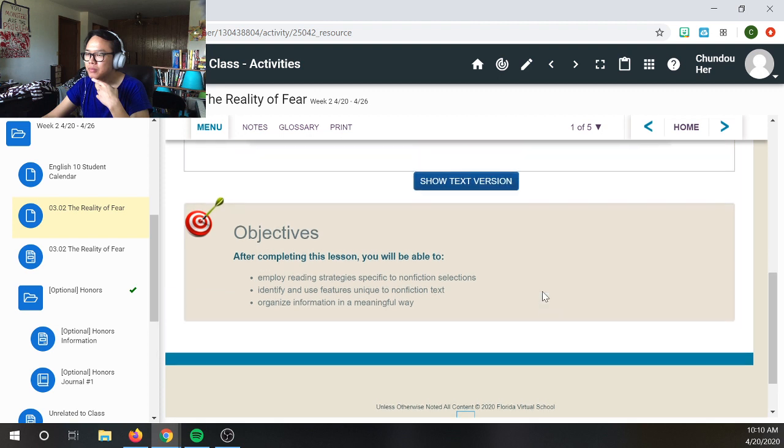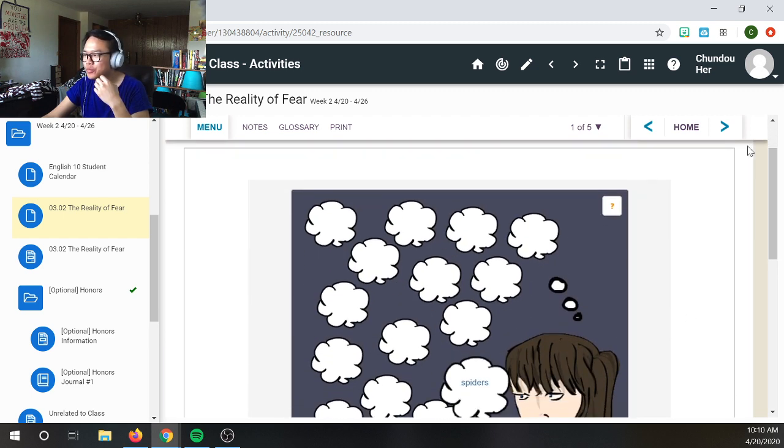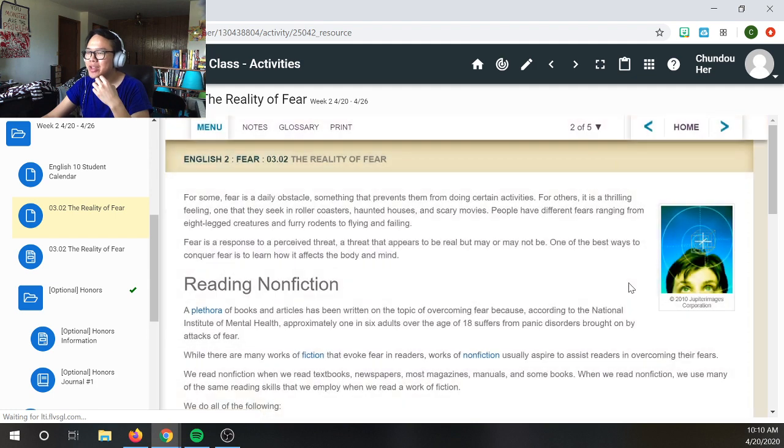Cool. So the objectives of this lesson are to employ reading strategies specific to nonfiction selections, identify and use features unique to nonfiction texts, and organize the information in a meaningful way. All right, let's go on to the next slide. So it says, for some, fear is a daily obstacle, something that prevents them from doing certain activities. For others, it is a thrilling feeling, one that they seek in roller coasters, haunted houses, and scary movies. People have different fears, ranging from 8-legged creatures and furry rodents to flying and falling.